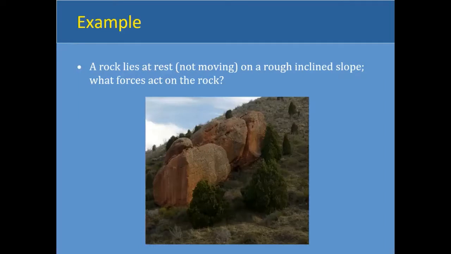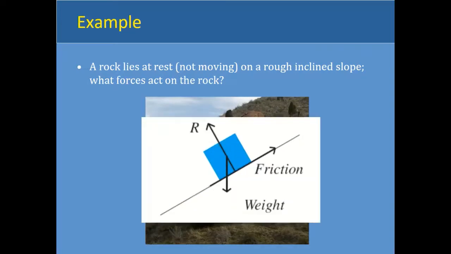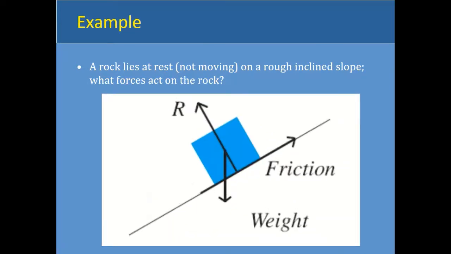Okay, this rock lies at rest. It's currently not moving on a rough inclined slope. So what forces are acting upon the rock? Pause the video here and try to diagram this. Okay, welcome back. So what did you get? Hopefully something like this. R represents, again, that normal force. Weight's going down at an angle because it's on a hill. And then we've got friction. So obviously there's enough friction here to counteract the portion of this that is going to allow it to slide down the hill.